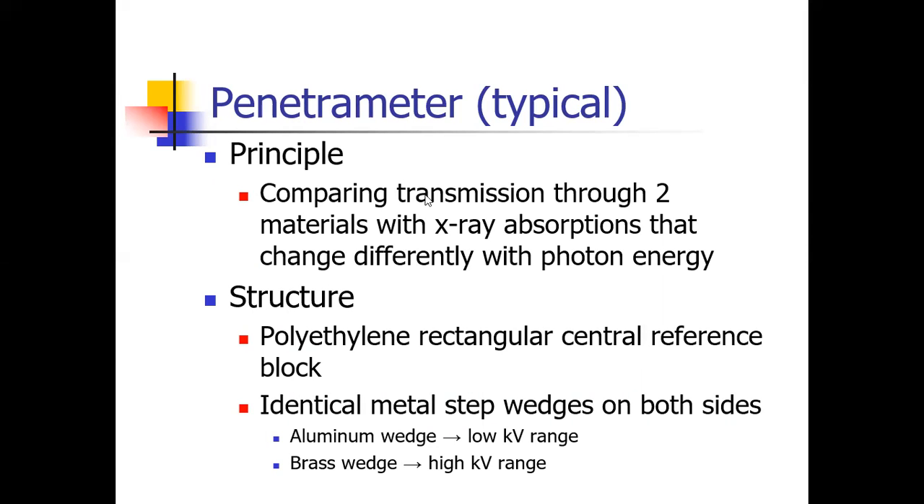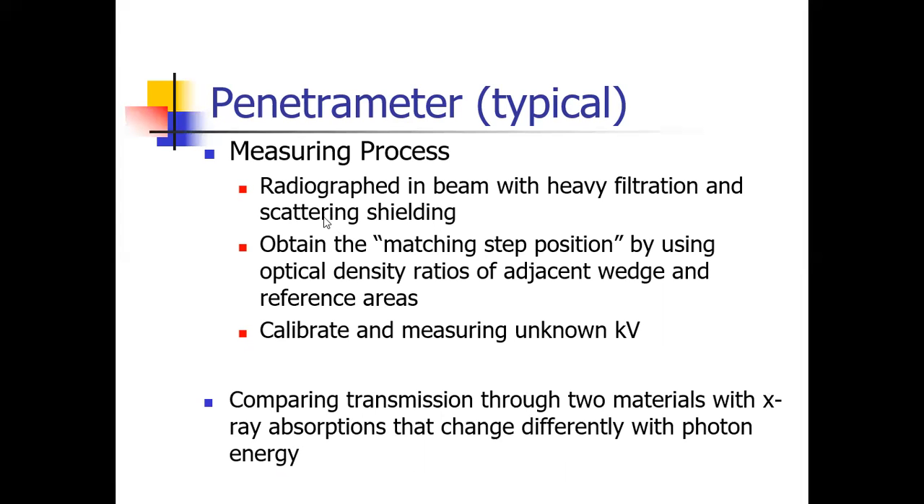For the penetrameter, the principle is comparing transmission through two materials with X-ray absorptions that change differently with photon energy. The structure is a polyethylene, rectangular central reference block. You have identical metal strips, step wedges, on both sides. You've got an aluminum wedge for the low kV range and a brass wedge for the high kV range. It is radiographed in a beam with heavy filtration and scatter shielding.